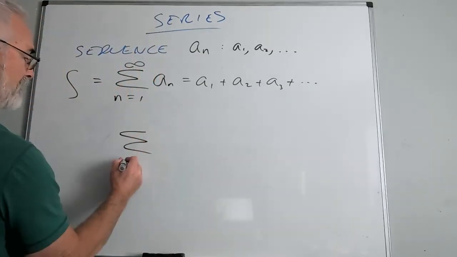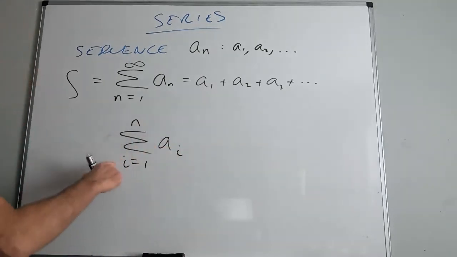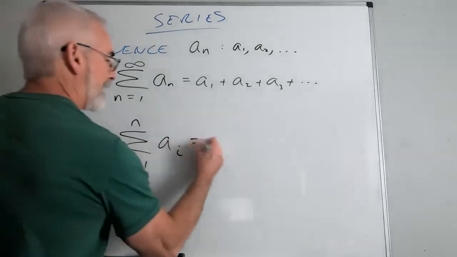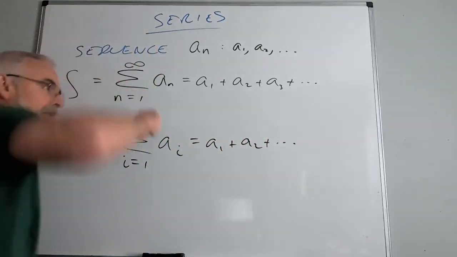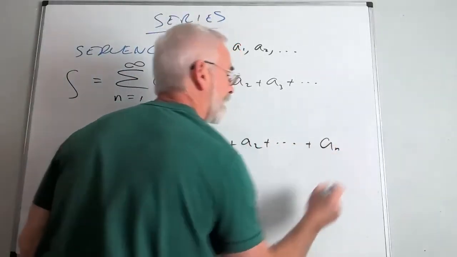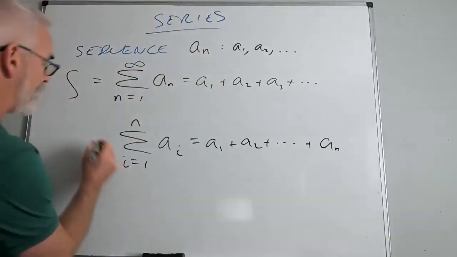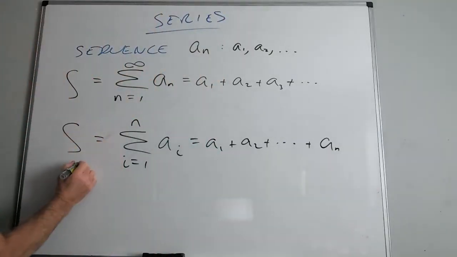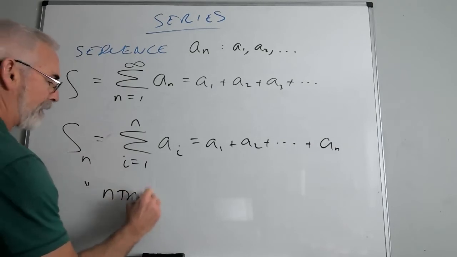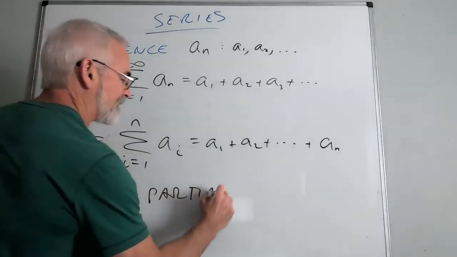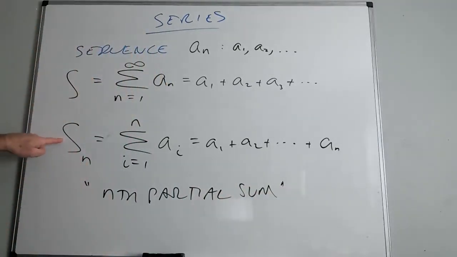And I'll use a different index this time. This says I want A1, A2, but I'm stopping at An. I'm adding up the first n terms. This one is generally referred to as S with a subscript of n, and this is called the nth partial sum. Yeah, and there are times when this is beneficial.